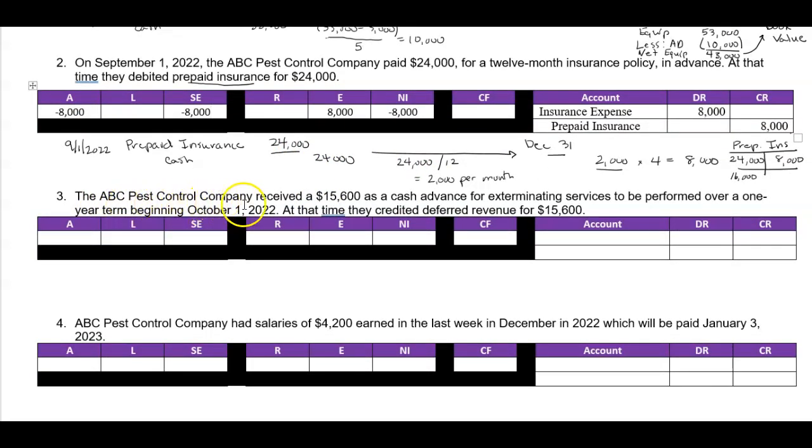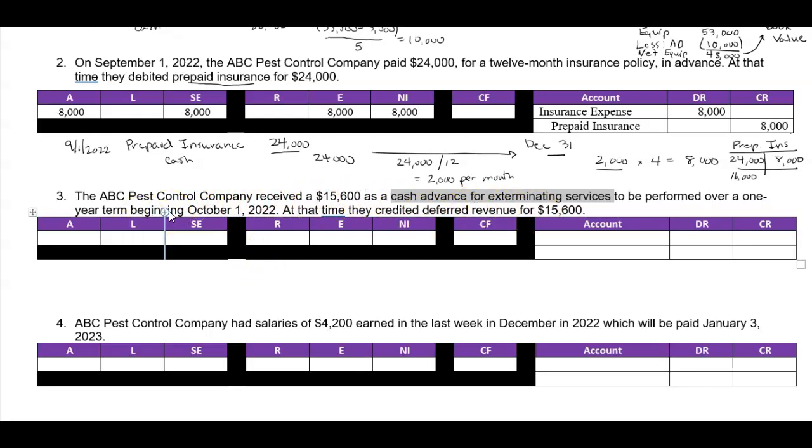The ABC Pest Control Company received $15,600 as cash advance for exterminating services to be performed over a 1-year term beginning October 1st. So we're going to give our clients exterminating services for a full year starting October 1st. At that time, they credited deferred revenue.